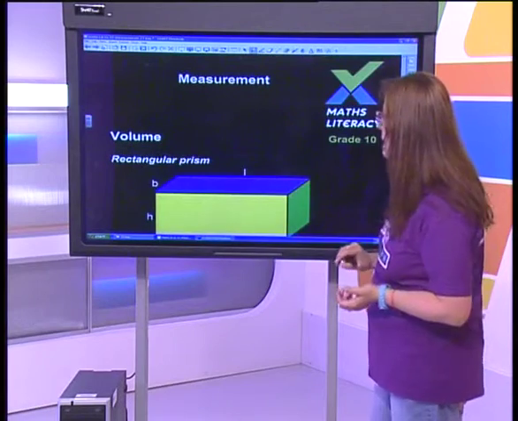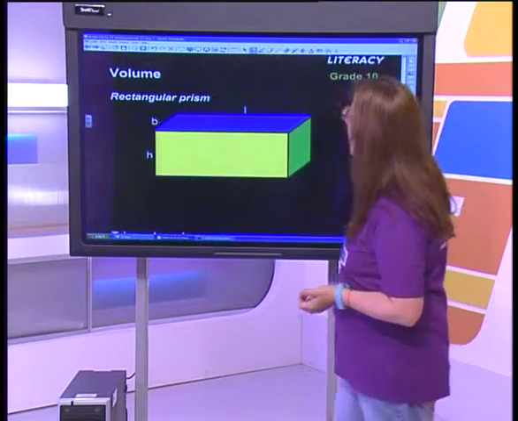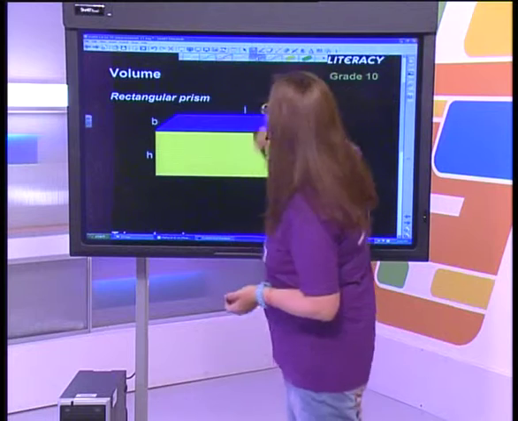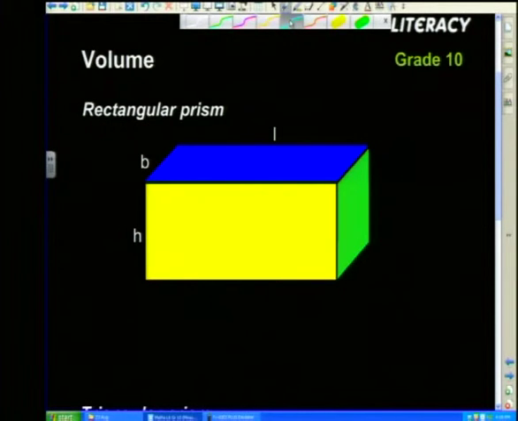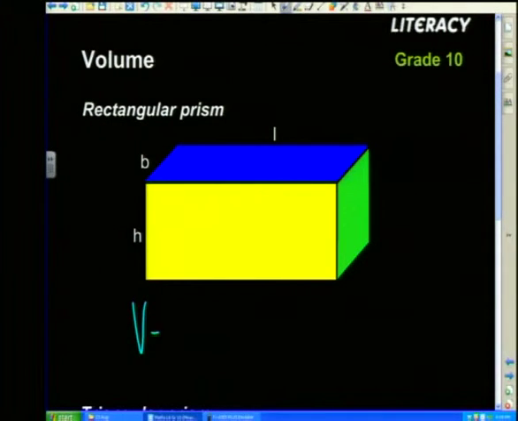Let's move on to some volume. Okay, my rectangular prism, again, length, breadth, and height. What's the volume of this? My volume of the shape is just the length times the breadth times the height.